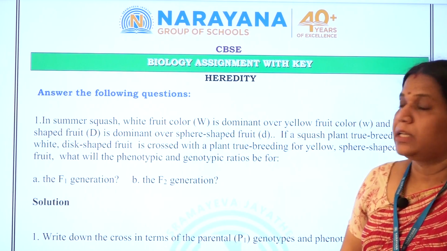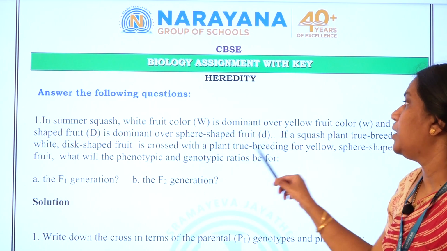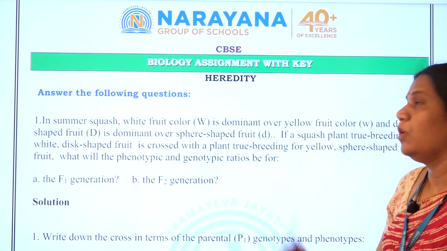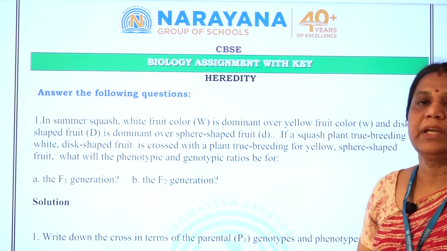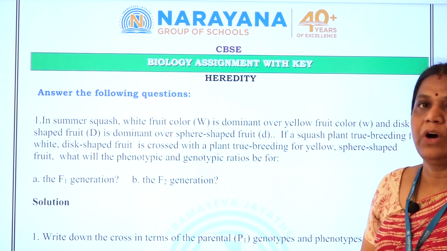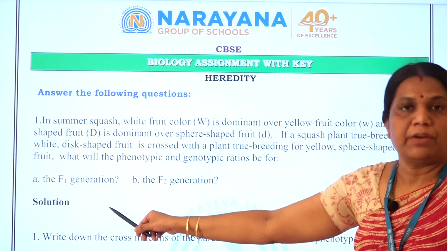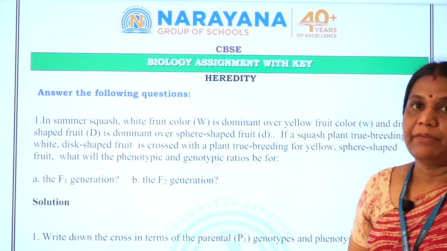is crossed with a plant true-breeding for yellow sphere-shaped fruit, so both are recessive. What will the phenotypic and genotypic ratios be? Two questions: first for the F1 generation, as well as for the F2 generation.